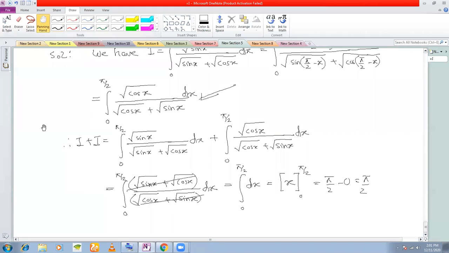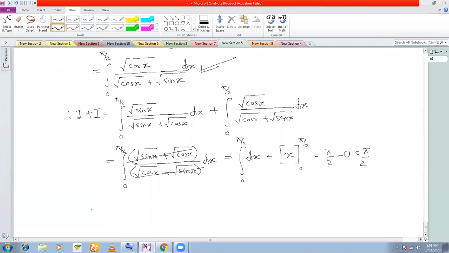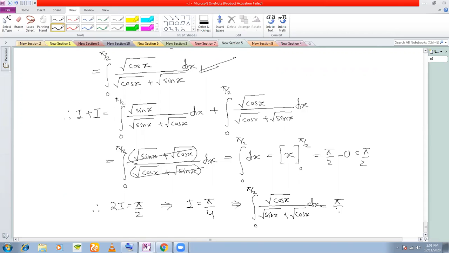But the problem is we have got I plus I is equal to pi by 2. Therefore, 2I is equal to pi by 2, right? That means I is pi by 4. So the integral 0 to pi by 2, the given integral root cos x divided by root sin x plus root cos x dx, is equal to pi by 4. That is your answer.